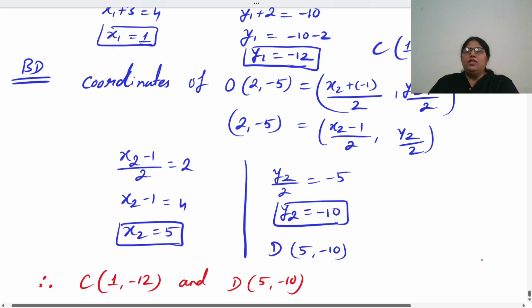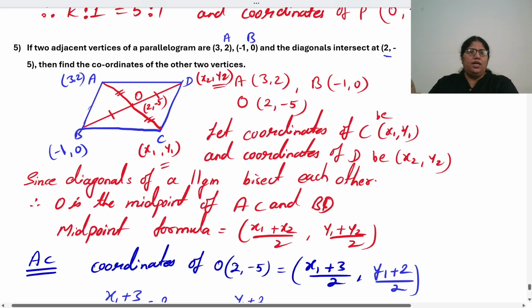So whenever there is a parallelogram, other than the distance formula, you must remember that you can also use the midpoint formula. Whenever any coordinates are missing, you use the midpoint formula. If you need to check which kind of quadrilateral it is, then you use the distance formula.